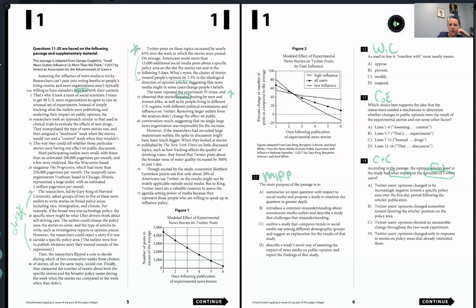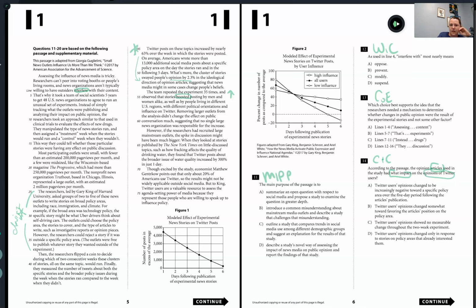However, if the researchers had recruited large mainstream outlets, the spike in discussions might have been much bigger. When they looked at stories published by the New York Times on little discussed topics such as how fracking affects the quality of drinking water, they found that Twitter posts about the broader issue of water quality increased by 300% in just 1 day. So that's what happened when we did look at the large outlet.